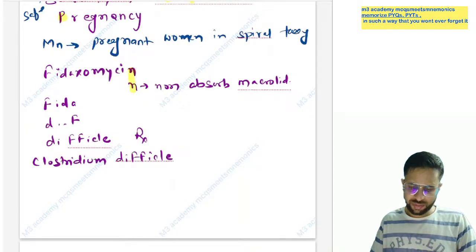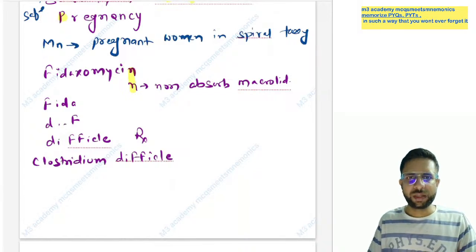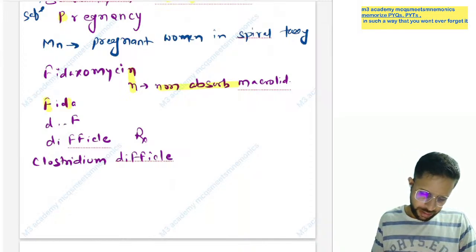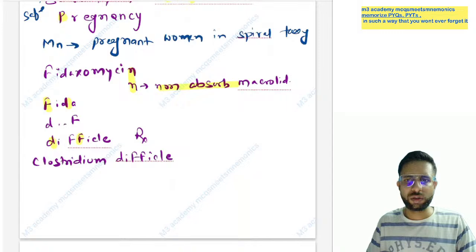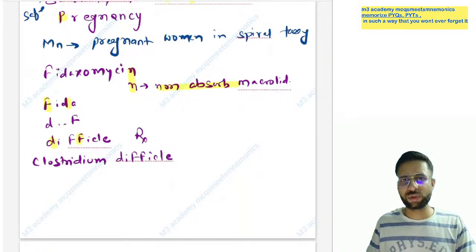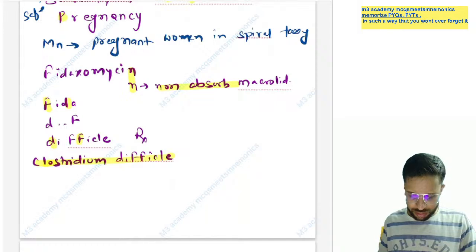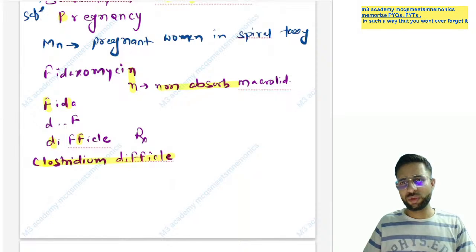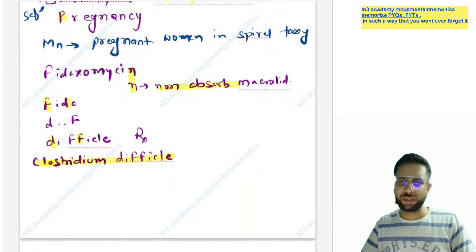fidaxomicin. Yes, fidaxomicin. So fidaxomicin ended with the N, so this is a non-absorbable macrolide. And fida has F D, अपोजिट करेंगे D F. सो क्या बनेगा यहाँ पे डिफिकल, Clostridium difficile. सो फिडाक्सोमाइसिन यूज फॉर द Clostridium difficile डायरिया. Yes, we also use metronidazole, and we are also using one monoclonal antibody for this pseudomembranous enterocolitis.